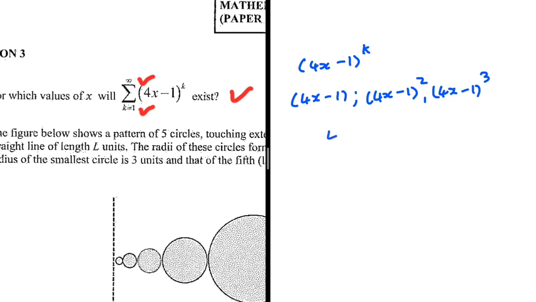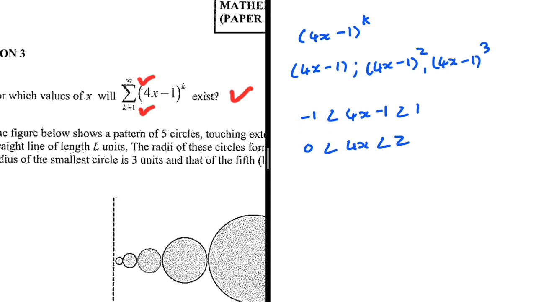If you divide (4x minus 1) to the power 2 by (4x minus 1), you get 4x minus 1. So the common ratio here is 4x minus 1. And we're saying that for this sum from k equals 1 to infinity to exist, we need the ratio to be between minus 1 and plus 1. We add plus 1 on all the sides, and we get 0 less than 4x less than 2.